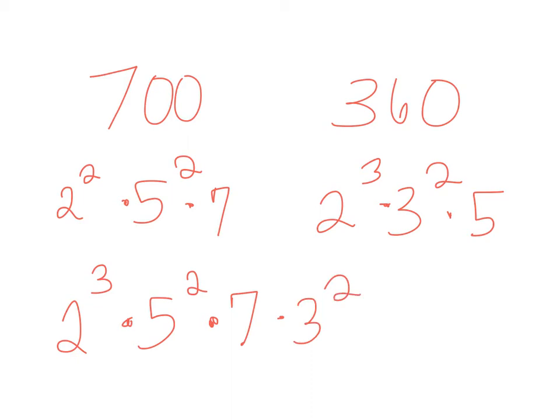Notice that the only difference is that if you have a factor in both, you choose the highest exponent. But if a factor occurs in just one of the prime factorizations, it automatically, with its exponent, goes in the LCM. So when I multiply 2 to the third times 5 squared times 3 squared times 7, I get 12,600, and that is the LCM.